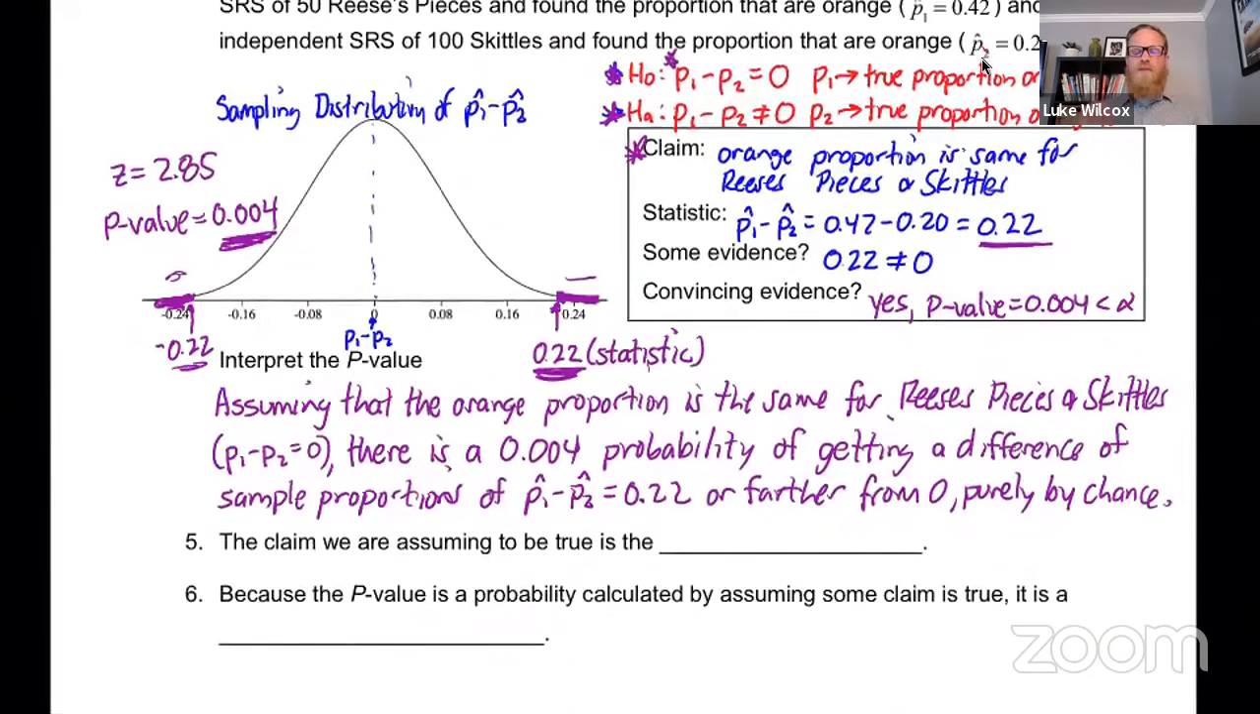For all 4 of those problems that we did, we had a claim at the very front end that we were assuming to be true, and hopefully you know that this is the null hypothesis. And then the last idea here, because the p-value is a probability calculated by assuming some claim is true. Well, that's a condition, right? We're assuming that that condition is met. So that p-value, which we know is a probability, is in fact a conditional probability.